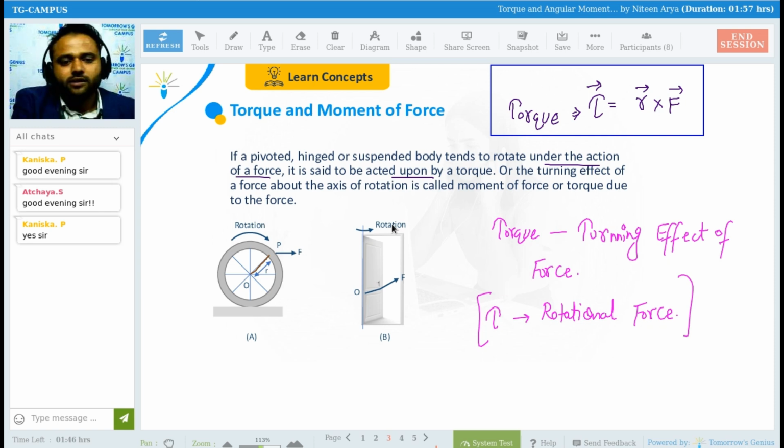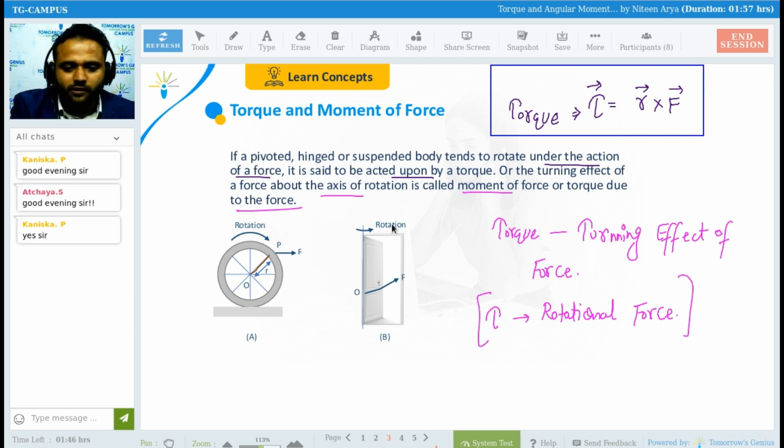is known as rotational torque. Clear? So the turning effect of a force about the axis of rotation is called the moment of force, or torque due to the force. Clear everyone? Clear, beta?